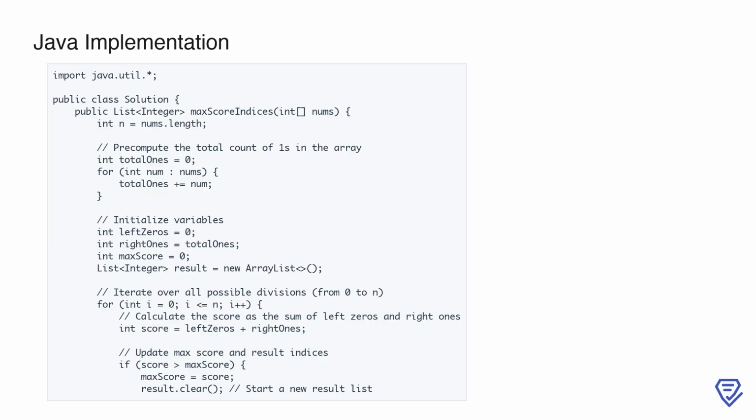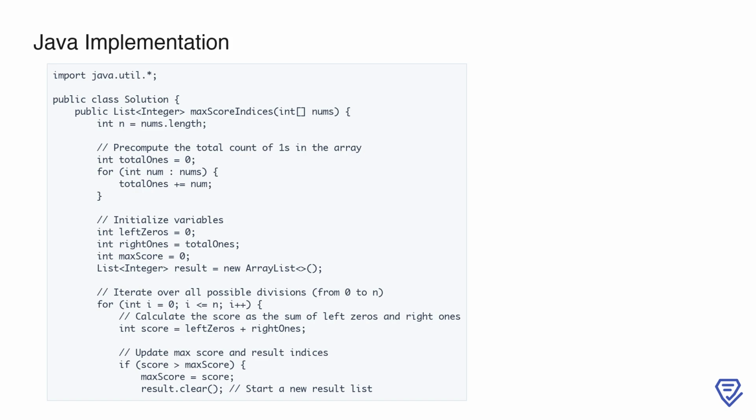The main method we are implementing is maxScoreIndices, which takes an integer array nums as input. This array represents the binary array we need to process. First, we determine the total number of ones in the array using a simple loop to sum up all the elements. This is stored in the variable total_ones.